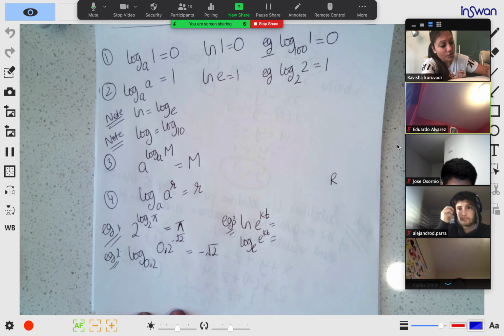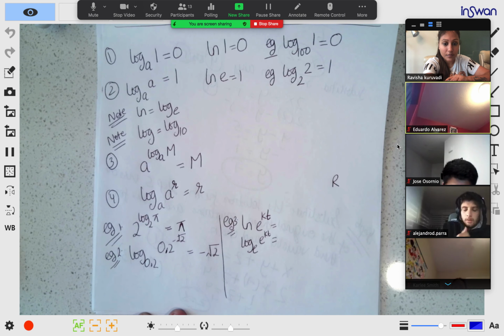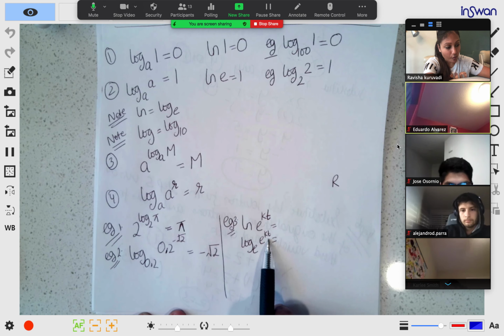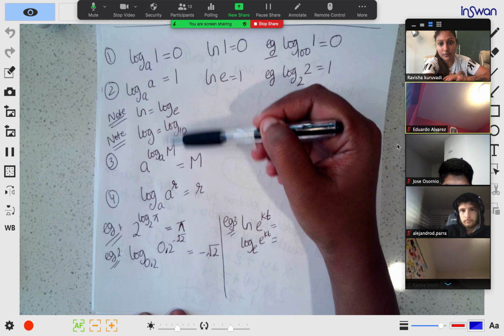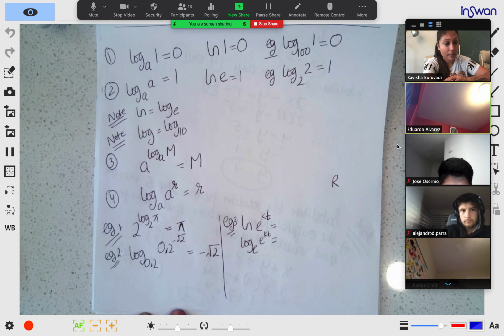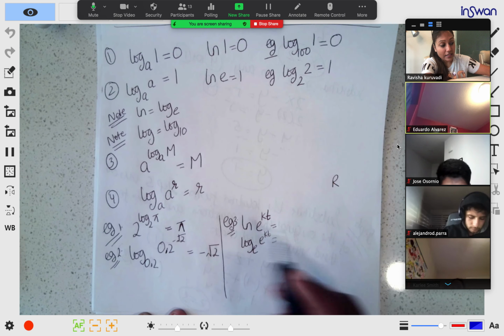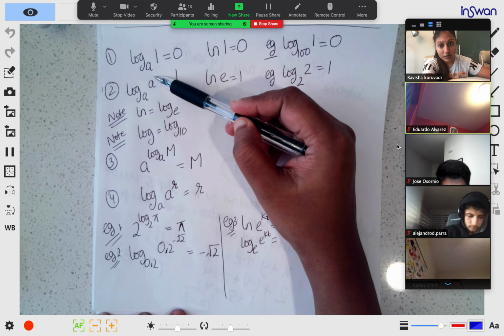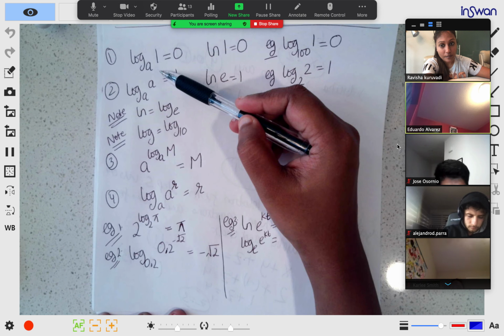So, do you know the answer for the third one? No. So, do you compare? You have log base e to the power of kt. I gave you 4 properties here. 1, 2, 3, 4. Does it look like any of these 4? Isn't it ln e equals 1? So don't we turn the ln e into a 1 to the power kt? So, see here. In this one, do you have a power here? Is a raised to the power of anything here, Eduardo? No. So I'm not using this property.